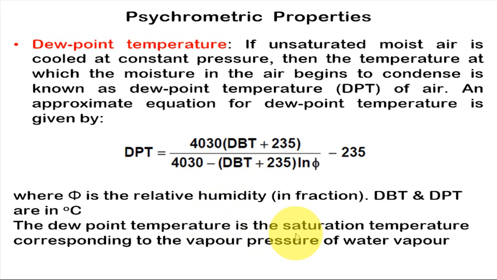Dew point temperature is the saturation temperature corresponding to the vapor pressure of water vapor. If you cool the air down to that temperature, then the moisture content in the air comes out of the air. That is, the air begins to condense, and this is known as the dew point temperature.